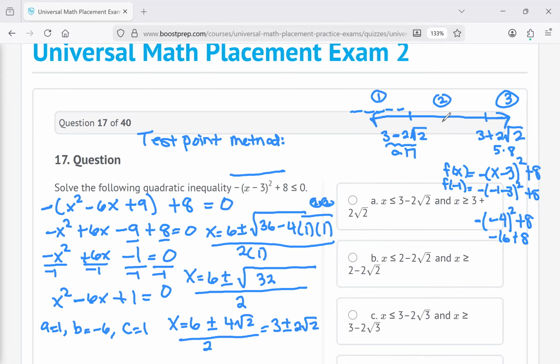Then I need to test region two. I need a number between 0.17 and 5.8. So maybe 1, right? So go and plug in 1. So we'll replace x with 1. So it's going to be 1 minus 3 squared plus 8.